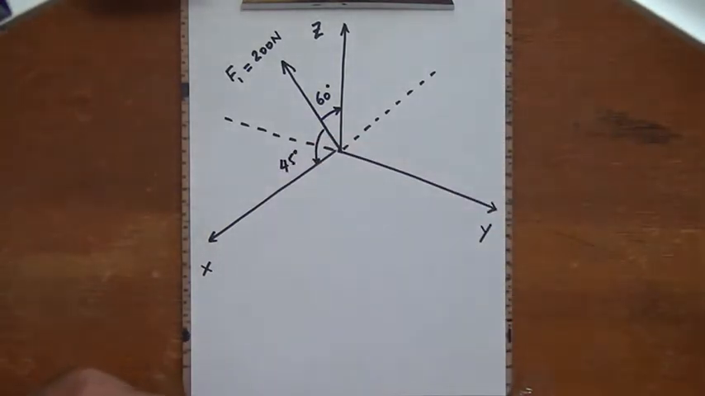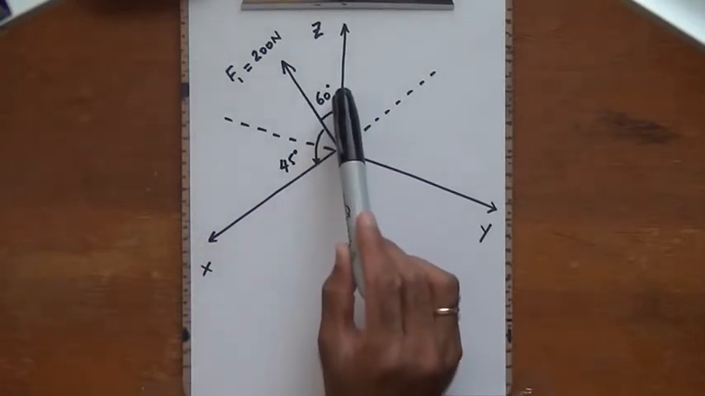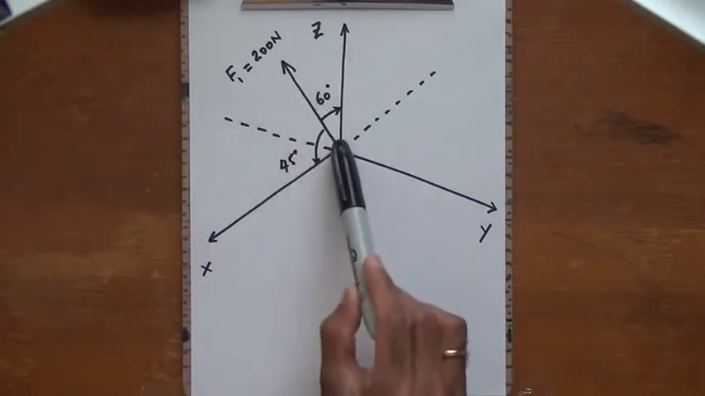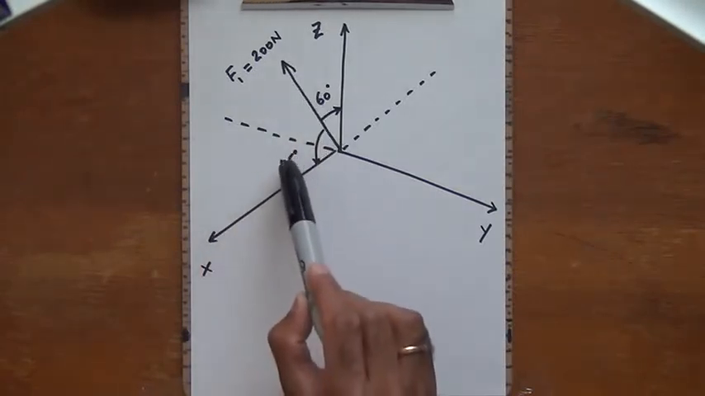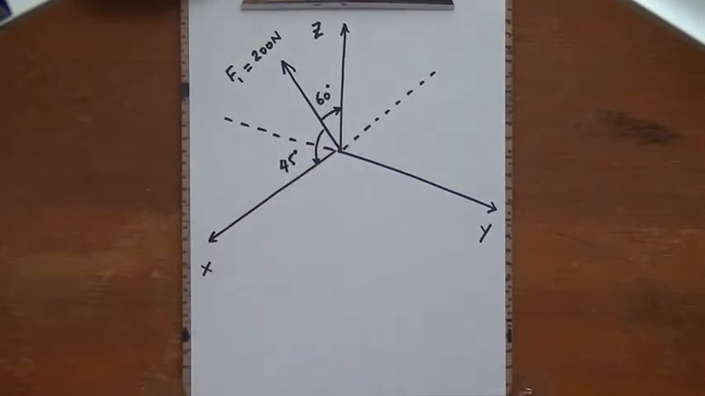And you have to immediately notice that for this particular force, I'm given the angle made by the tail of this force vector with the positive z-axis. I'm given the angle made by the tail of this force vector with the positive x-axis, which means that I'm given two of the coordinate direction angles. And if I know two of the coordinate direction angles, then I know for sure that I can find out the third one using the identity that we have seen in lecture.